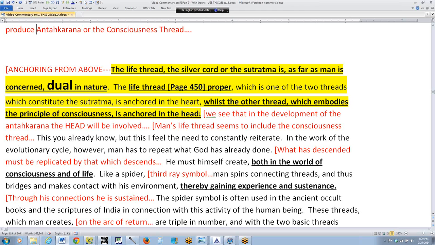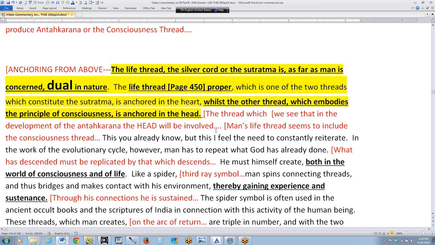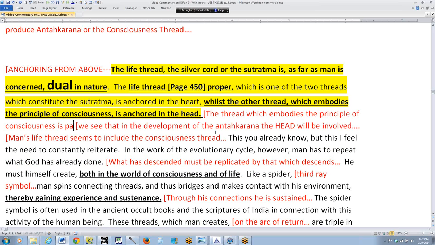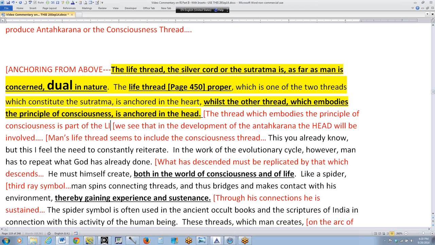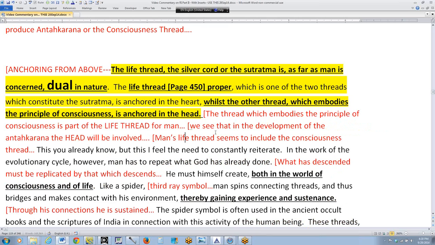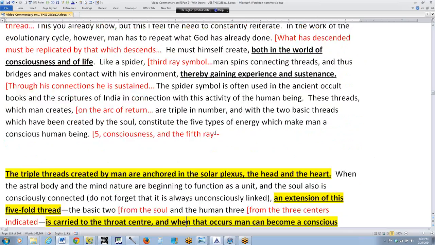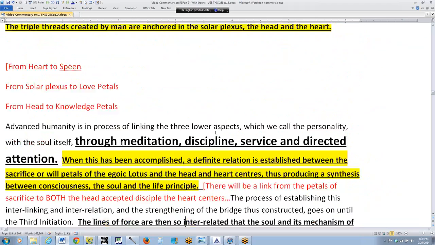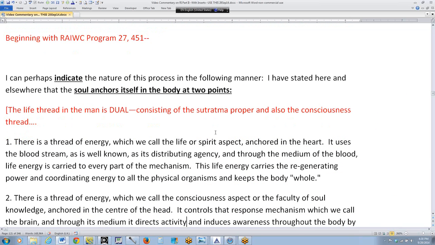So even the thread which embodies the principle of consciousness is part of the life thread for man. I think if I had a little more fifth ray and seventh ray at this point, I could lay all this out, but I'll leave that to some of my colleagues who are better equipped in that manner. All right, so let's see if we can keep this relatively straight.